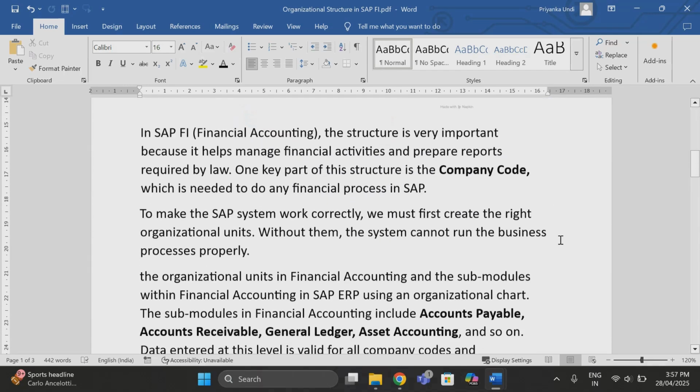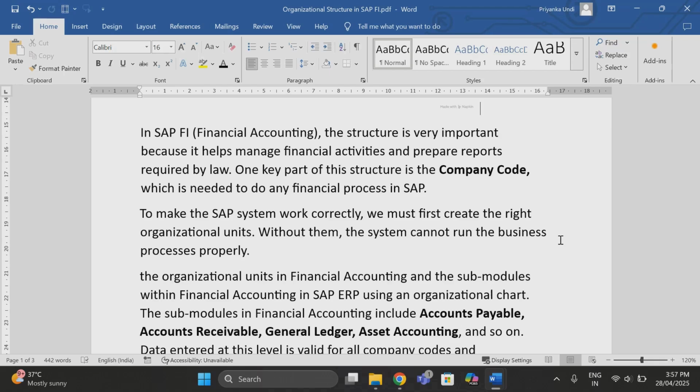In SAP FI, financial accounting, the structure is very important because it helps manage financial activities and prepare reports required by law. In whichever country the company is located, the company code is implemented based on that country's law, and it should work according to that law.